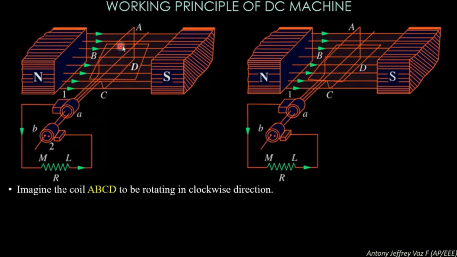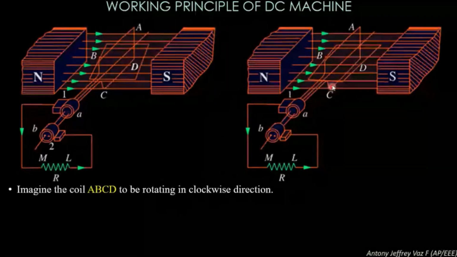And from the coil ABCD, two terminals are taken out, and these two terminals are connected to the slip rings. Here, A and B are the slip rings, and the terminals 1 and 2 are the brushes, and from these two brushes the load resistance is connected. This load resistance is R, and the two terminals are M and L. Here, they have rotated the figure and given it to you. Both are the same figures.